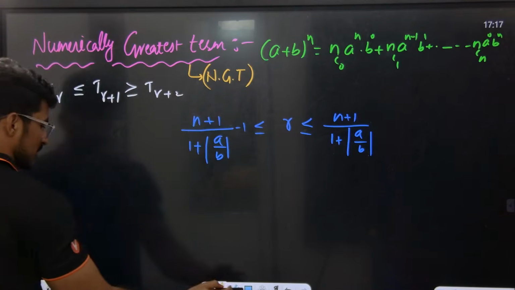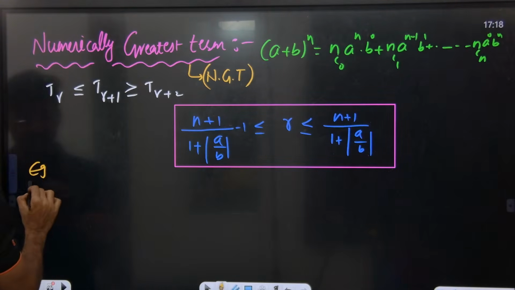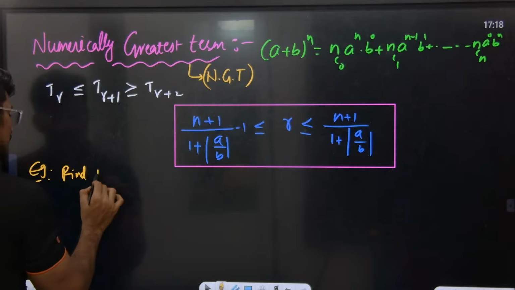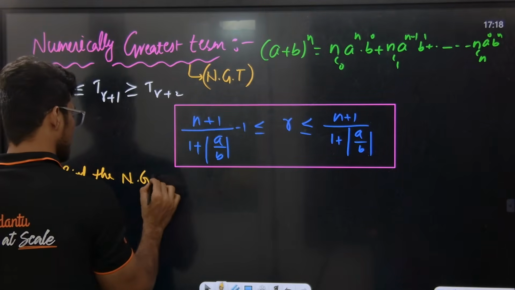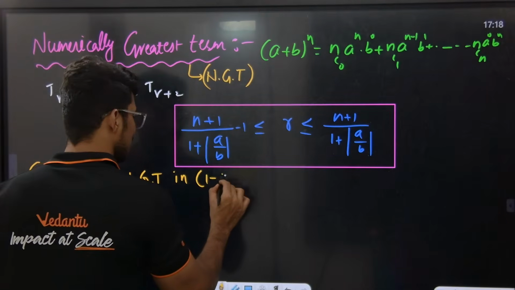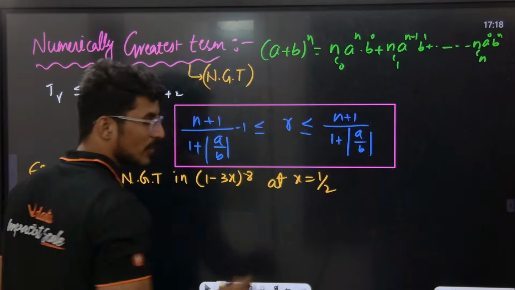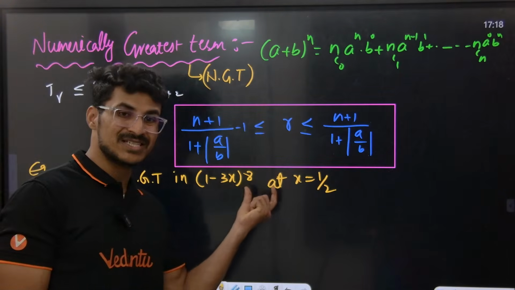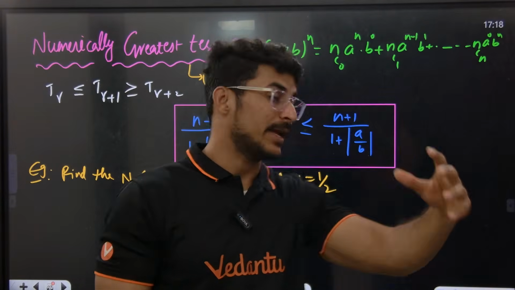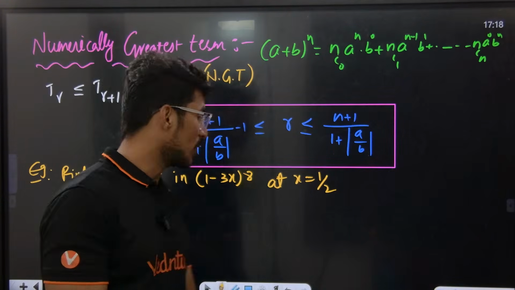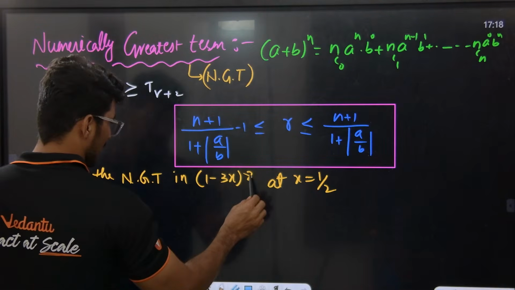Let me give you a simple example. So this is the formula for finding the value of r. Example: find the numerically greatest term in (1 - 3x)^8 at x = 1/2. In the expansion of this expression, which term is numerically greatest at x = 1/2? To find that, first, what is the value of n here? n value is 8.